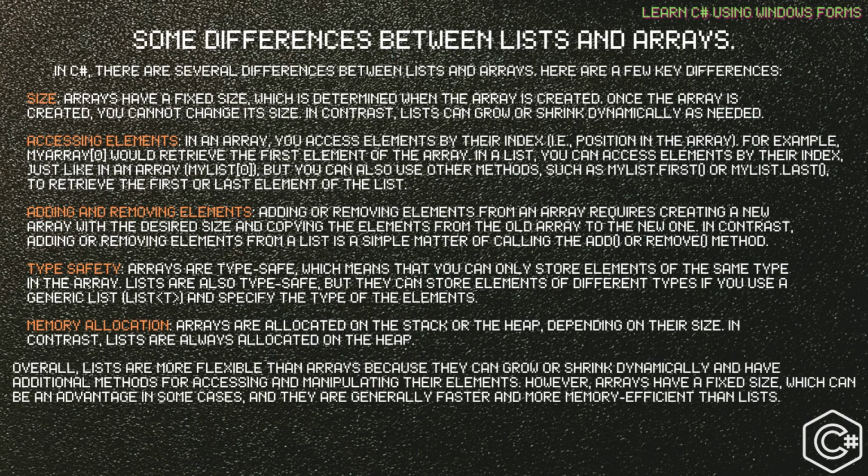Overall, lists are more flexible than arrays because they can grow or shrink dynamically and have additional methods for accessing and manipulating their elements. However, arrays have a fixed size, which can be an advantage in some cases, and they are generally faster and more memory efficient than lists.